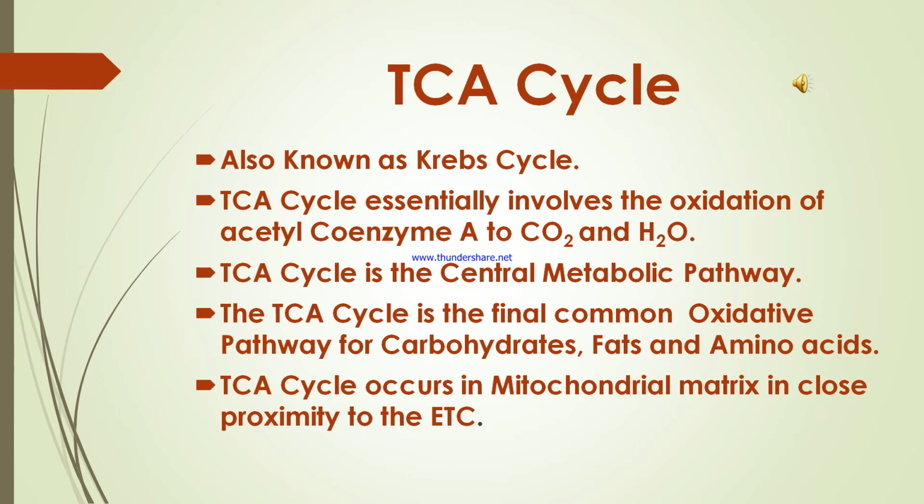Citric acid cycle is actually a series of chemical reactions used by all aerobic organisms to release stored energy through the oxidation of acetyl coenzyme A derived from carbohydrates, fatty acids, and proteins. It is the second stage of cellular respiration. This process is carried out in the matrix of the intracellular structure called mitochondria, except in bacteria.